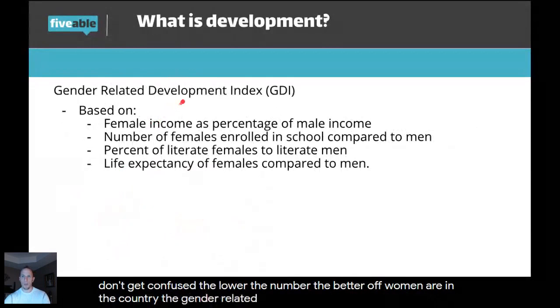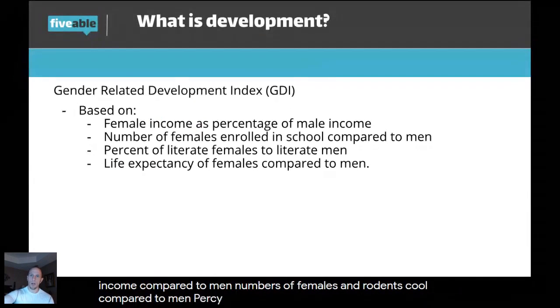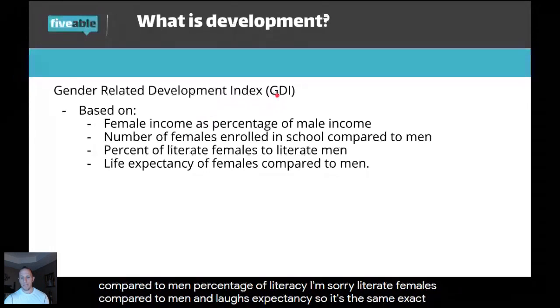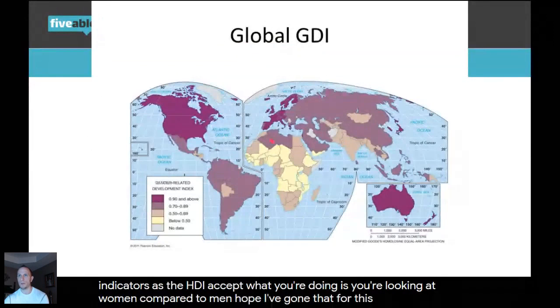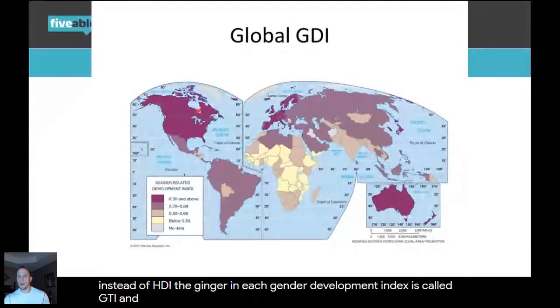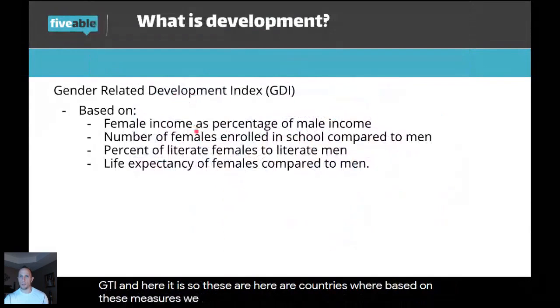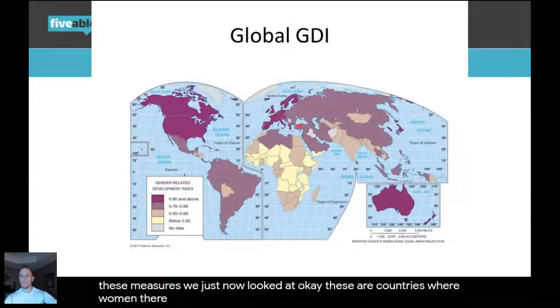The Gender-Related Development Index is based on female income compared to men, numbers of females enrolled in school compared to men, percentage of literate females compared to men, and life expectancy. So it's the same exact indicators as the HDI, except what you're doing is looking at women compared to men. I hope I've got a map for this. I do. Instead of HDI, the Gender Development Index is called GDI, and here it is. Here are countries where, based on these measures we just looked at, women are going to be most equal in terms of the Human Development Index.